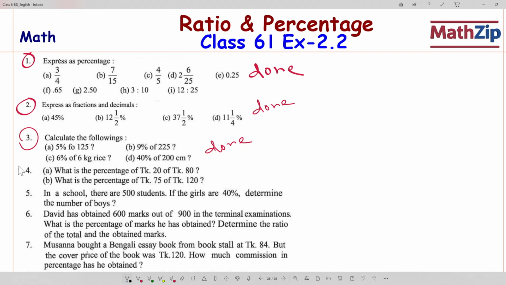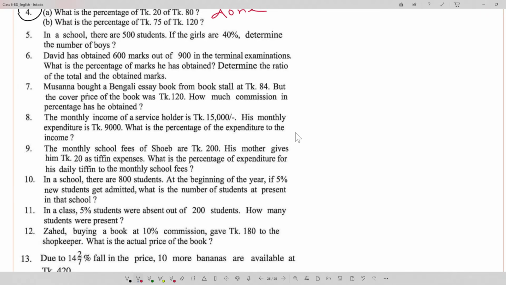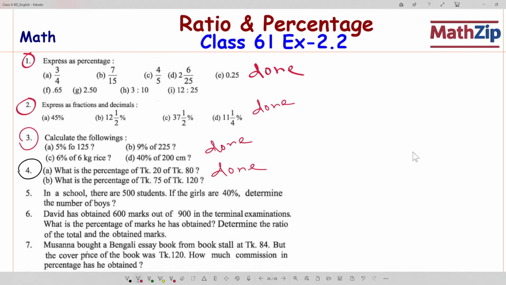So in this video I am trying to solve 3 math problems of exercise 2.2, class 6, ratio and percentage chapter. So ultimately we are completing number 4. In the next video we will start number 5 and try to solve at least 3 to 4 math problems. So no more today. Thank you very much.